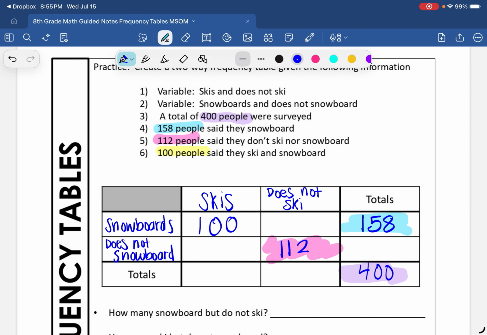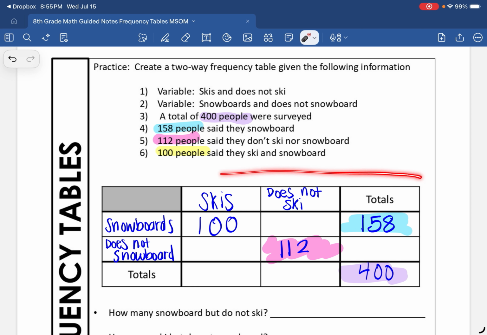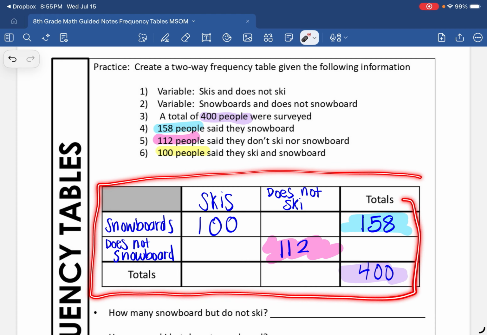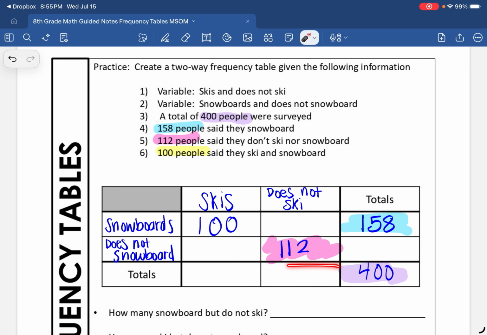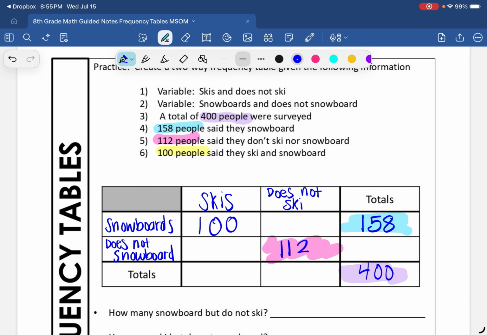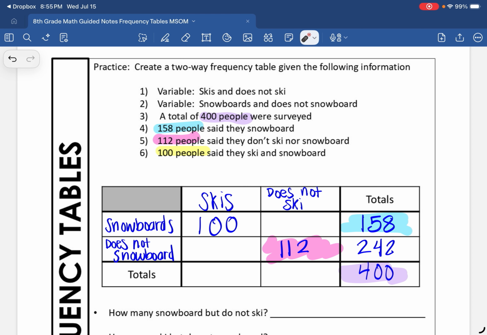Now we got to look at the frequency table and figure out what numbers I can continue to figure out. For example, I can't figure out my totals down here yet. I don't have enough information. I could probably figure out this total because I know this is 158 and I know this is 400. So 400 minus 158 will give me 242. And because I know that, now I can figure out that does not snowboard but does ski. So 242 minus 112, that gives me 130.